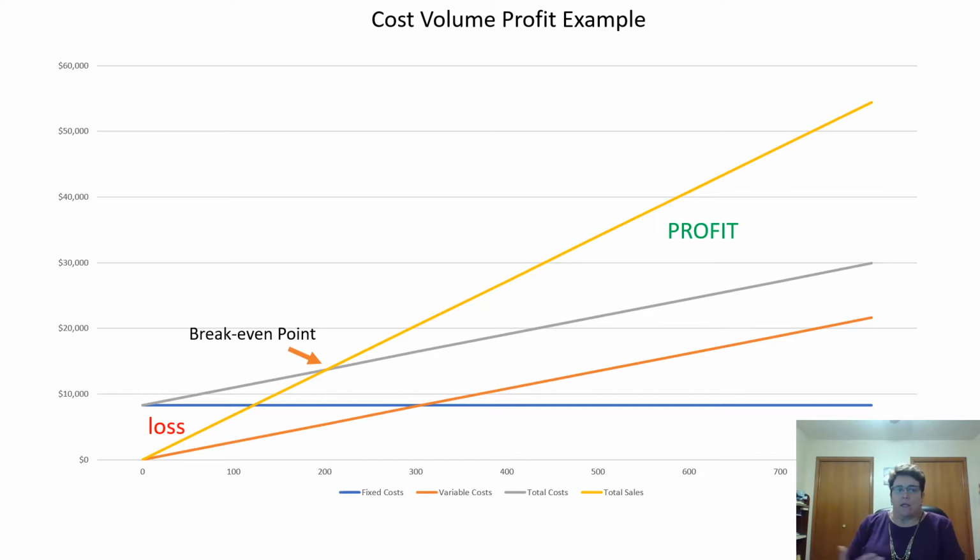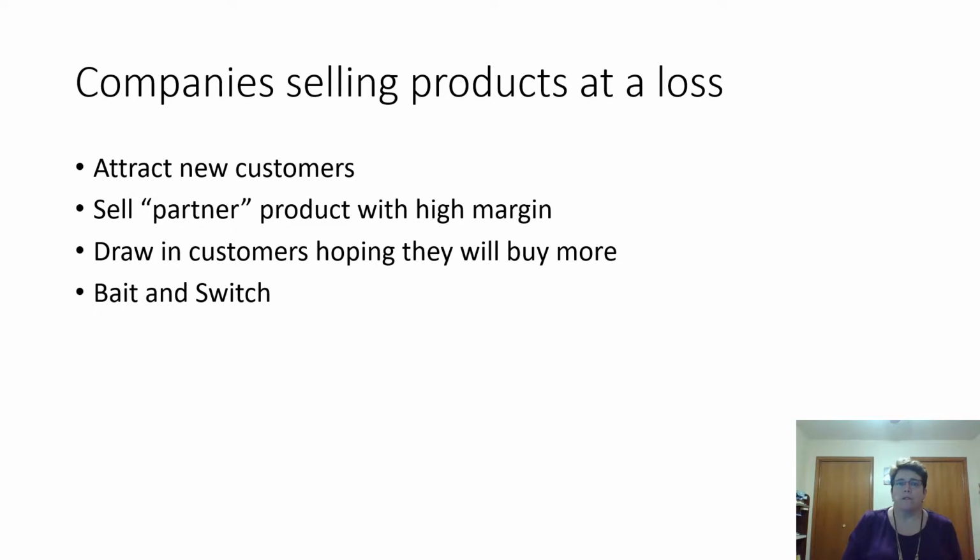As I said, in our discussion everybody seemed to have a good understanding of that, and definitely of the break-even point. Now, for the second discussion question, we wanted to talk about companies and why they would sell a product at a loss. Through the discussion, your posts covered most of these, and you had really good ideas.